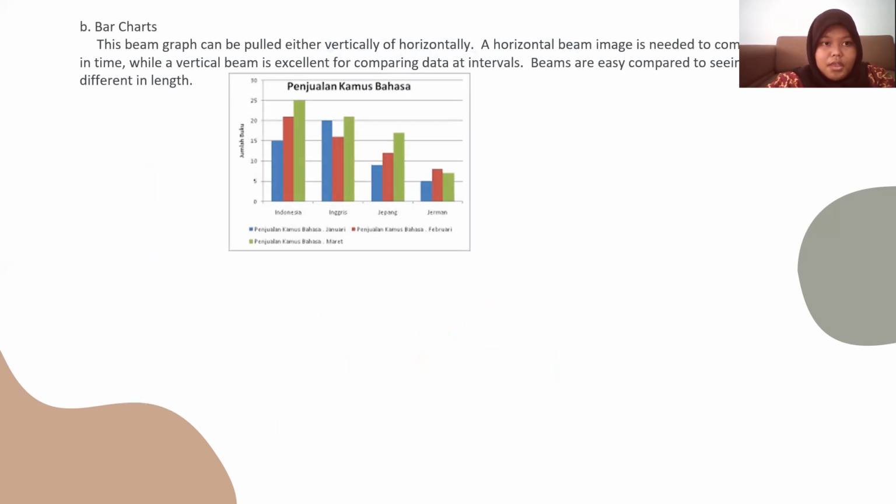Number two is bar chart. Bar chart or beam chart. This beam graph can be put either vertically or horizontally. A horizontal beam image is needed to compare data in time, while a vertical beam is excellent for comparing data at intervals. Beams make it easy to see the difference in length.